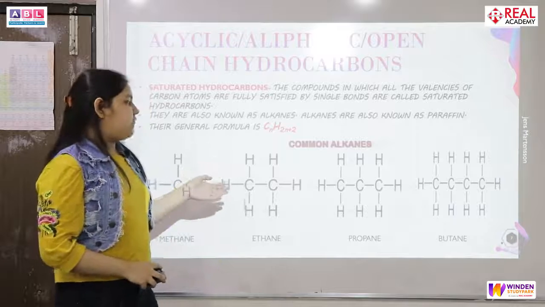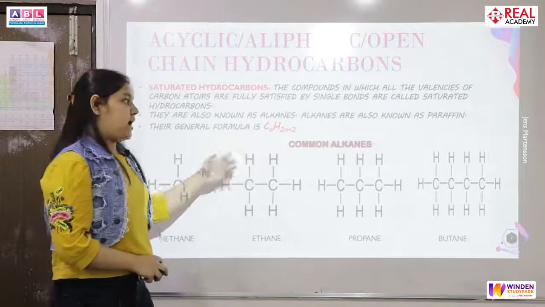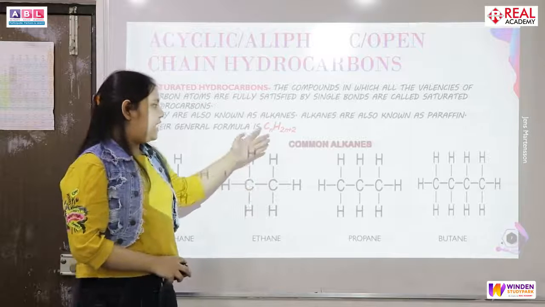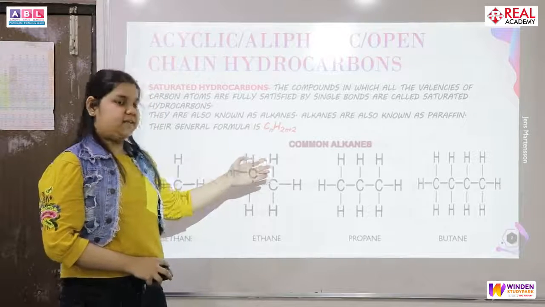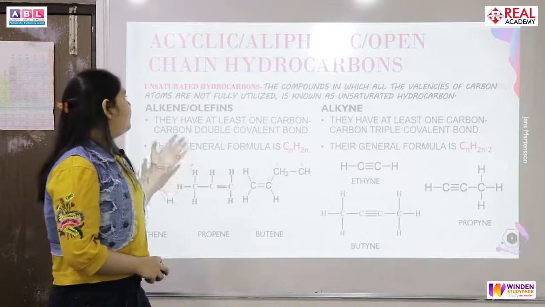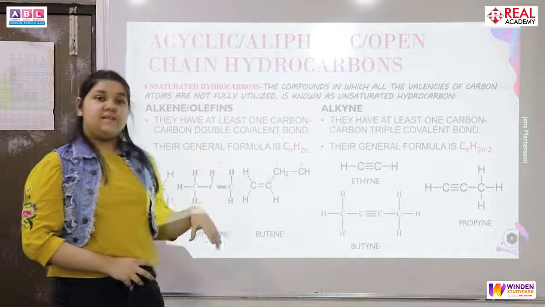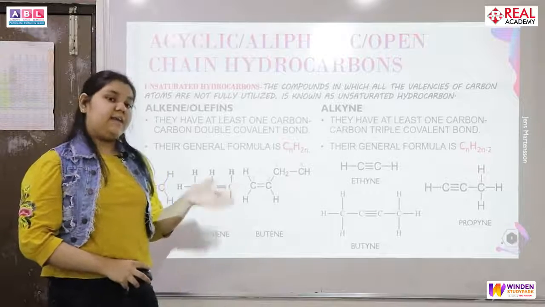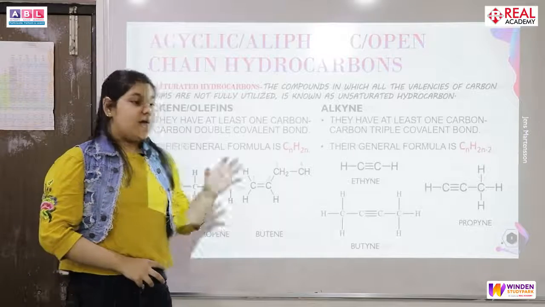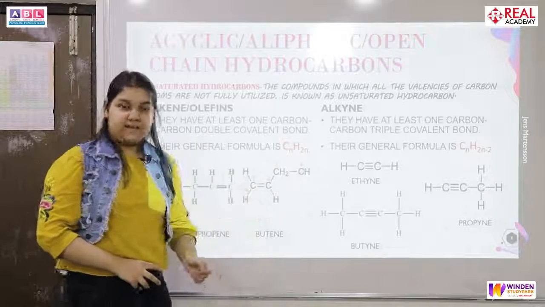Now let us verify the formula. For example, if we take propane, n is the number of carbon atoms present. C3H2 into 3 plus 2, which is C3H8. Now we move forward towards unsaturated hydrocarbons. In this, the valencies of carbon atoms aren't fully utilized, and they contain carbon-carbon multiple bonds. They are divided into two, that is alkenes and alkynes.